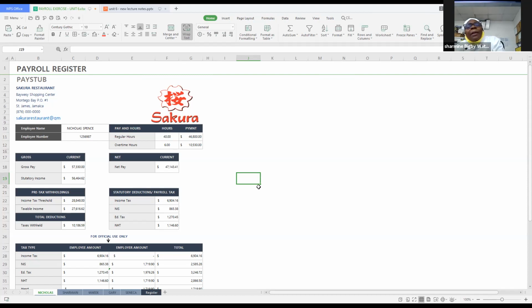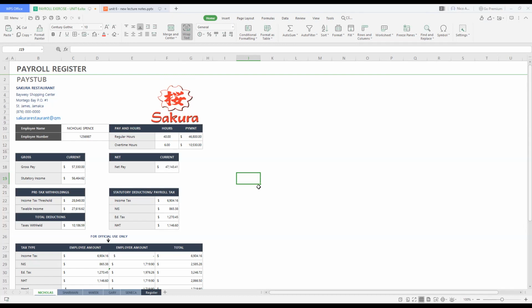But sir, pension normally comes out before anything else, right? That's what I just said. Okay. So you would take away the NIS and the pension from the gross pay to find the statutory income. But since the person won't pay a pension in this exam, we're only taking out NIS. So it's 57,330 minus 865.38. So your statutory income should be 56,464.62.